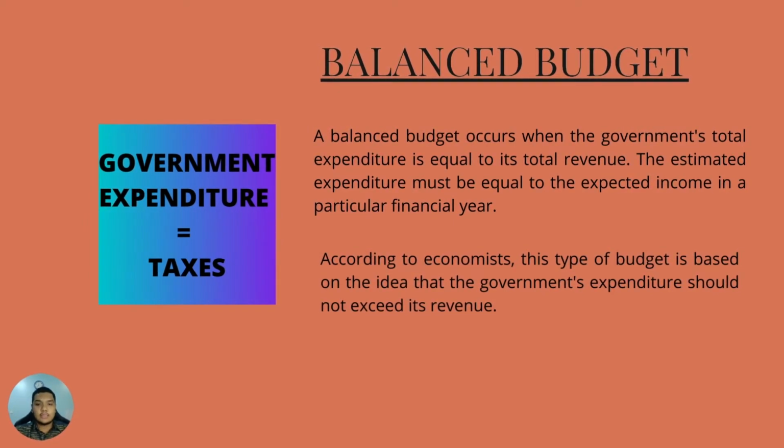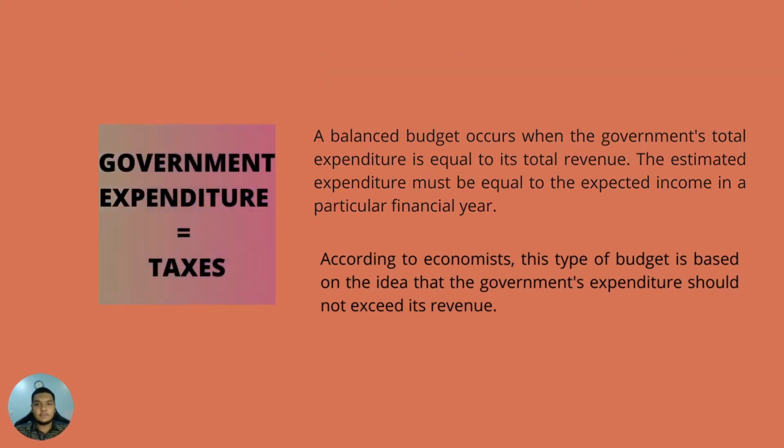According to economists, this type of budget is based on the idea that the government's expenditure should not exceed its revenue. The estimated expenditure must be equal to the expected income in a particular financial year. Economists believe that it is simple to balance the estimated expenditure and expected revenues, but in the actual situation, this balance is probably tough to achieve.